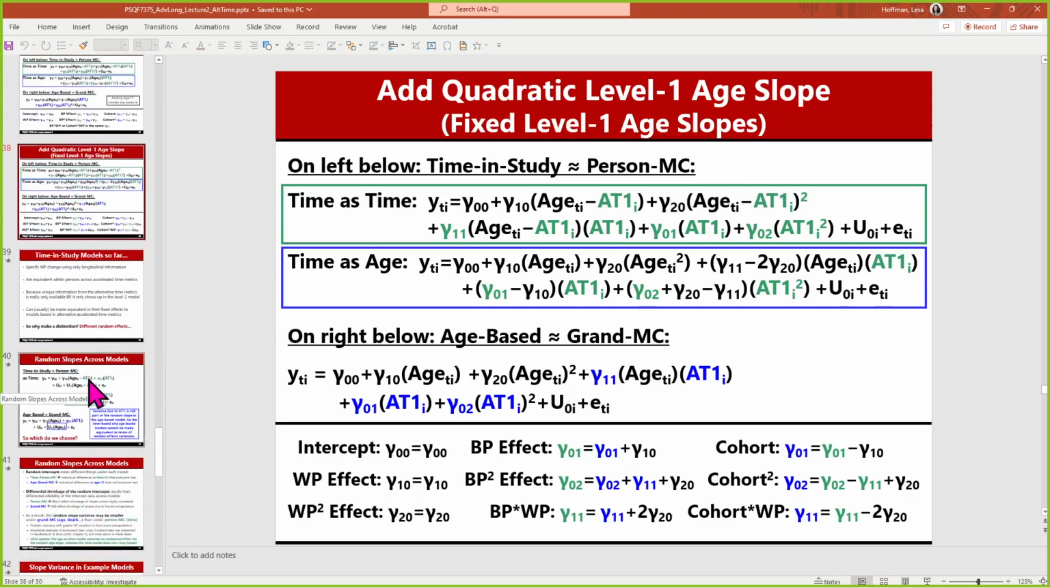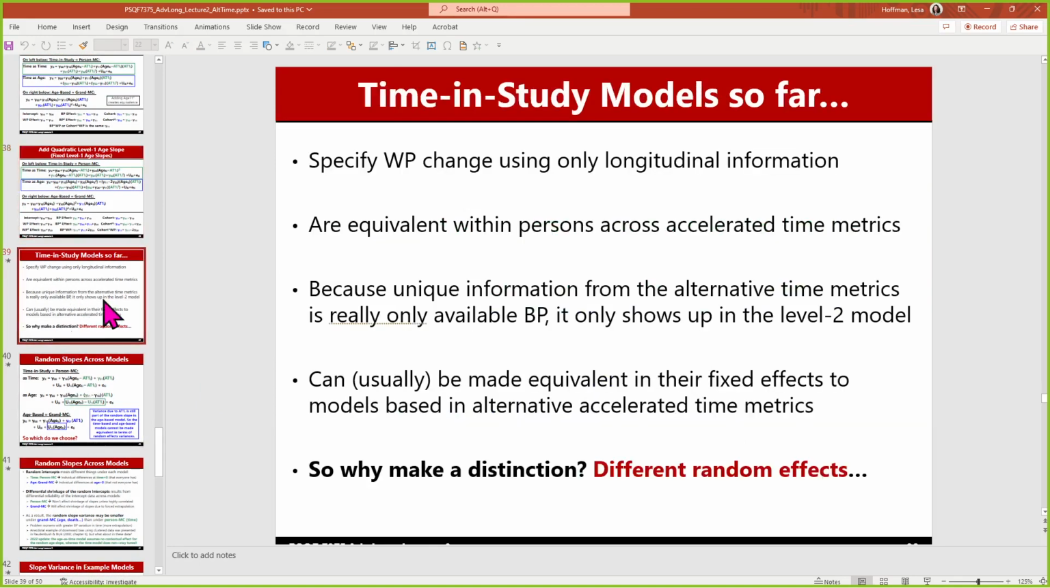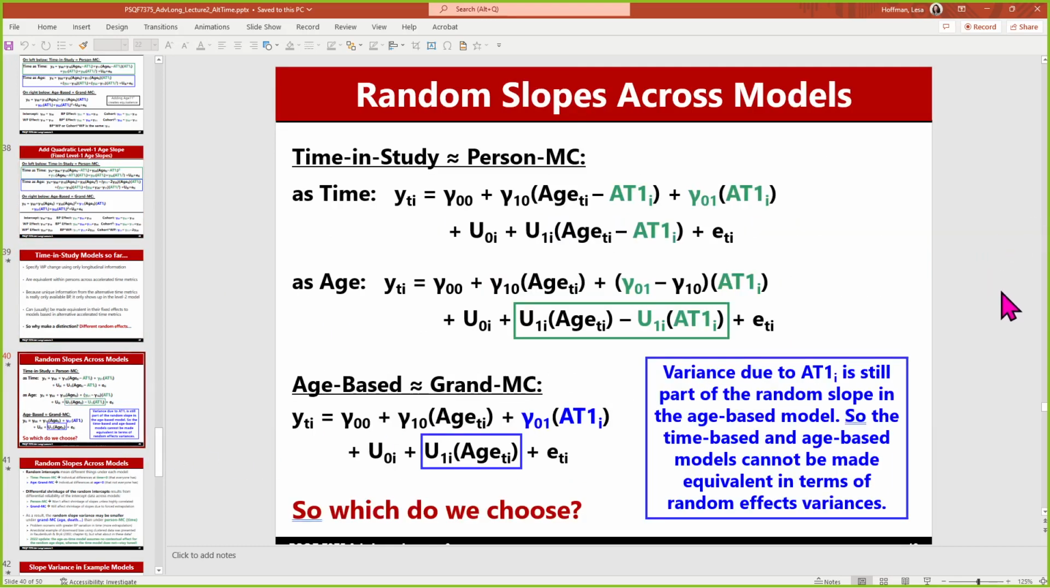Now, where this falls apart: random effects. And I only need to show you the simplest model to make this point. It gets even worse if you use non-simpler models. So this is slide 40.